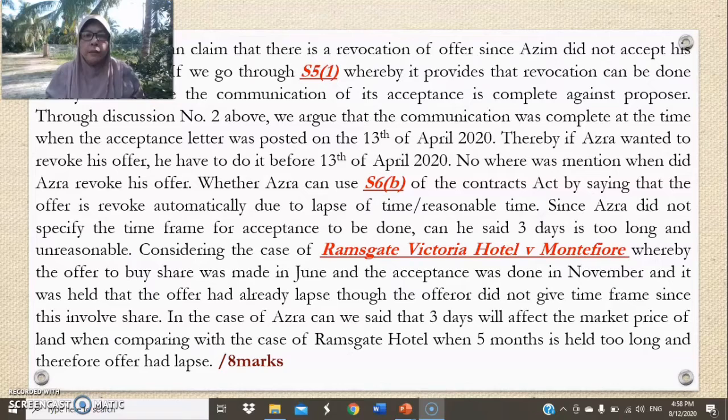And it was held that the offer had already lapsed, though the offeror did not give a time frame, since this involved shares. In the case of Azra, can we say that 2 days will affect the market price of land, when comparing with the case of Ramsgate Hotel, where the court held 5 months is too long and therefore the offer had lapsed? Okay, I have finished applying the statute and the cases to all the 3 issues.